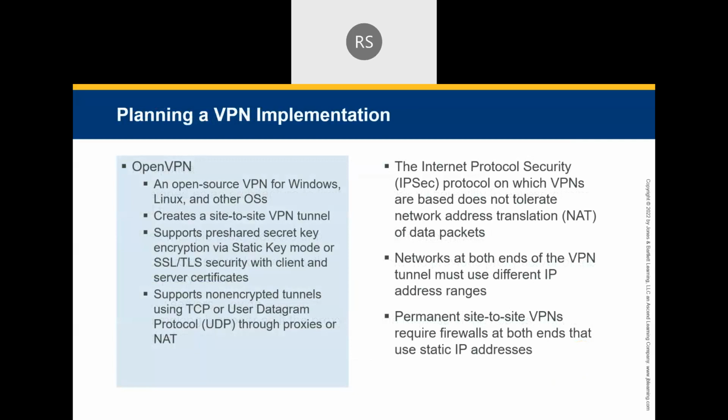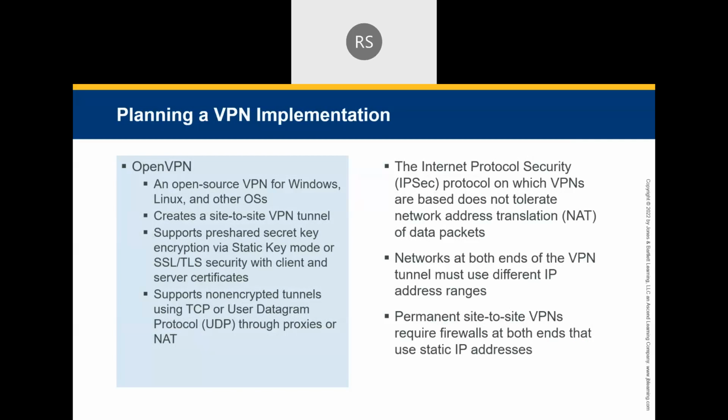Now, some considerations and features that are involved in implementing a VPN. First, we'll look at OpenVPN. OpenVPN is an open source VPN solution. It's compatible with a variety of operating systems, including Windows, Linux, and others. It also facilitates the creation of site-to-site VPN tunnels that enable secure communications between different network locations.